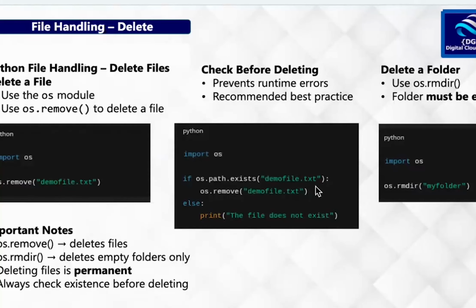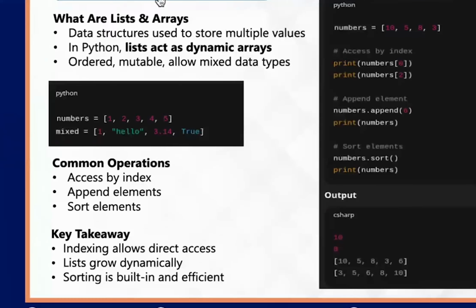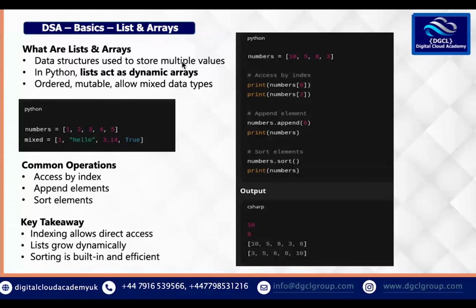This one is just checking if the file exists, and if so it should remove it. You understand? That's os.path.exists. So that's it. Let's move to basic lists and arrays. We understand lists from our last class.